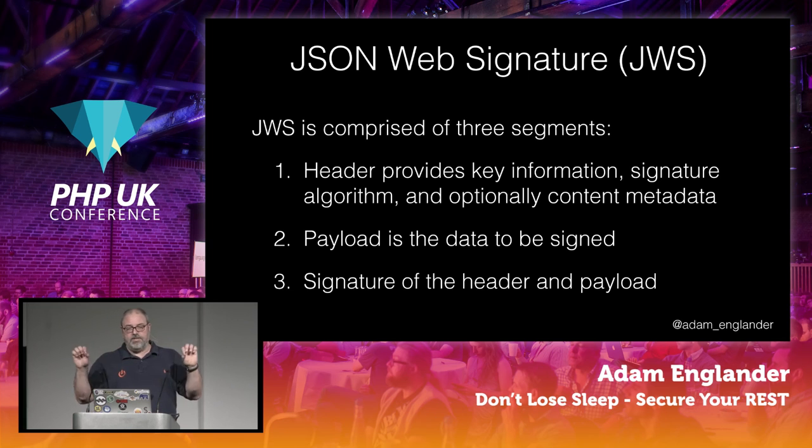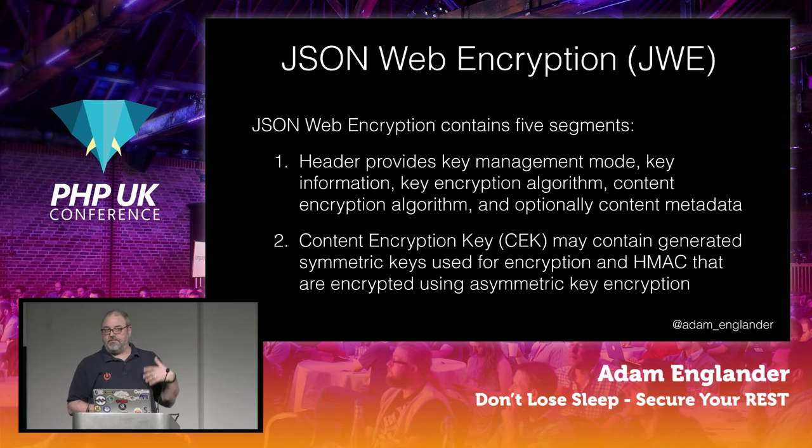The payload is the data to be signed. And then there's the signature of the header and the payload. So you take the header, you take the payload, a little period in between, you use the algorithms that you specified inside your header, you do a signature, you base64 URL encode it, and there it is. It's actually fairly simple. JSON Web Encryption is very similar, although it has more parts.